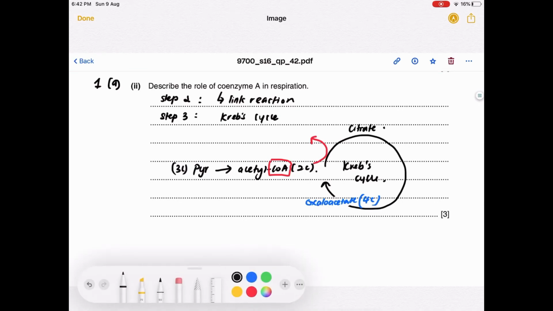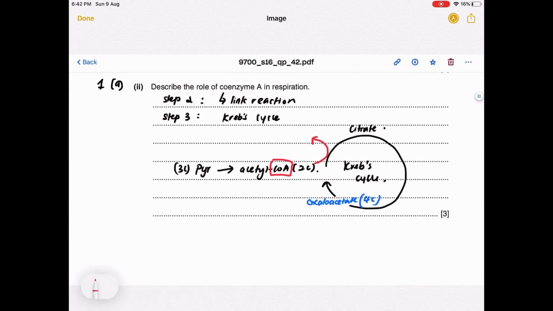So the marking point here will be, number 1, it's involved in link reaction, where the CoA is added to the acetyl, and then the purpose is so that acetyl can go into the Krebs cycle to combine with oxaloacetate.